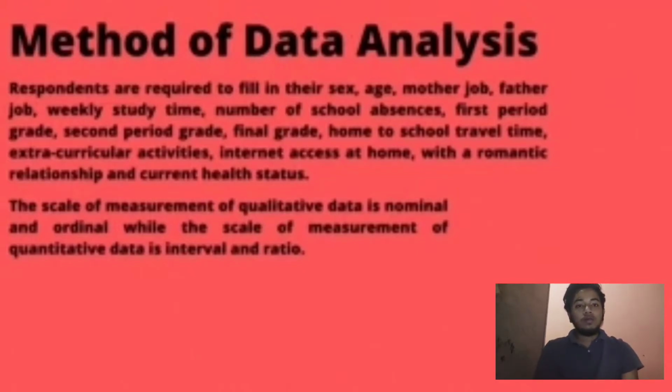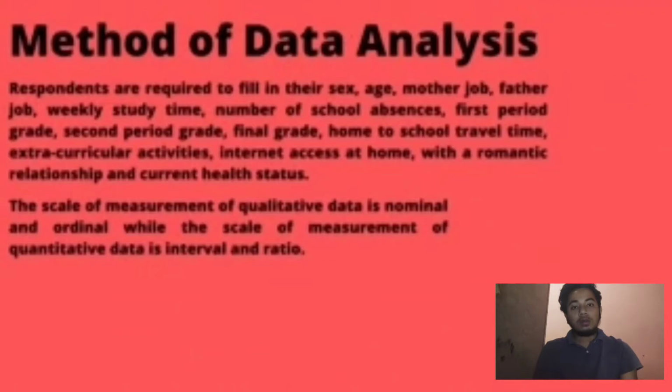Respondents are required to fill in the set: mother's job, father's job, weekly study time, number of school absences, first period grade, second period grade, final grade, home to school travel time, extracurricular activity, internet access at home, romantic relationship, and current health status.